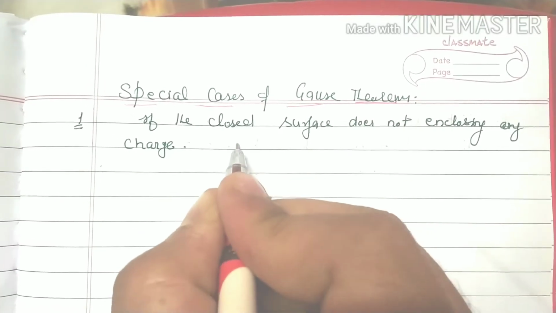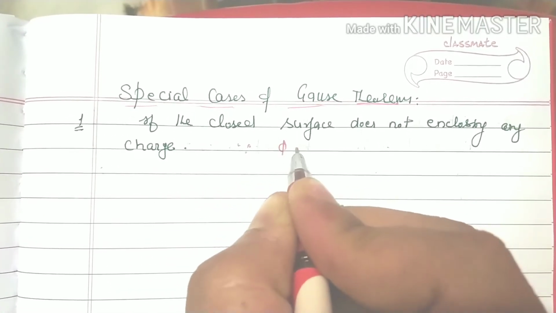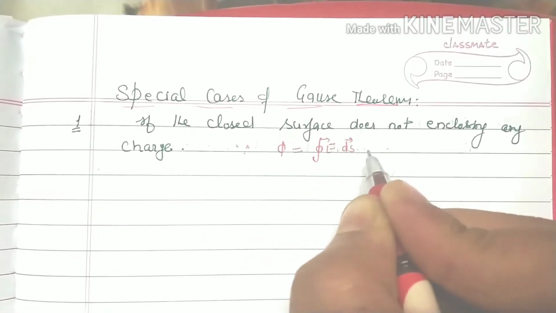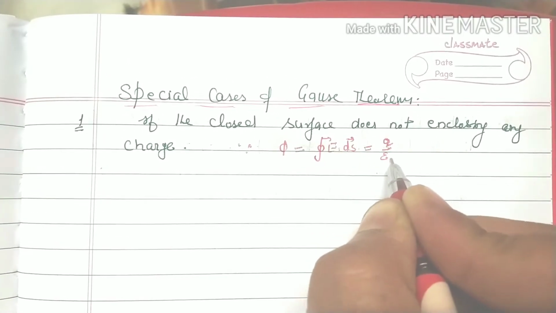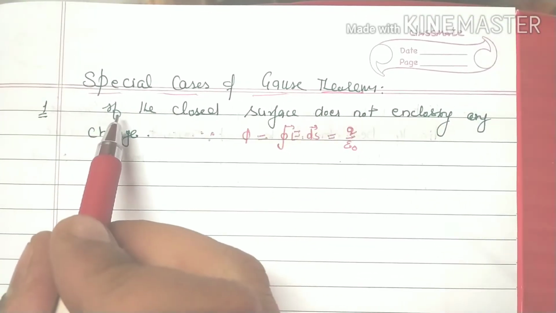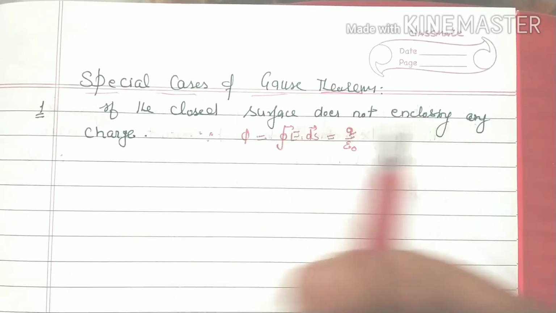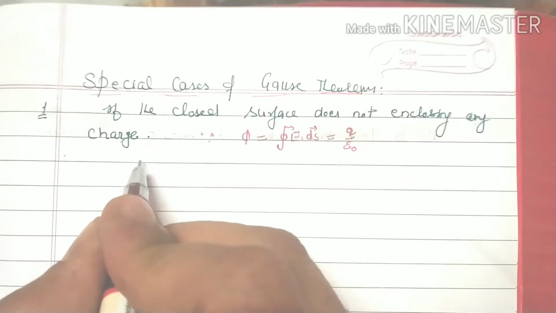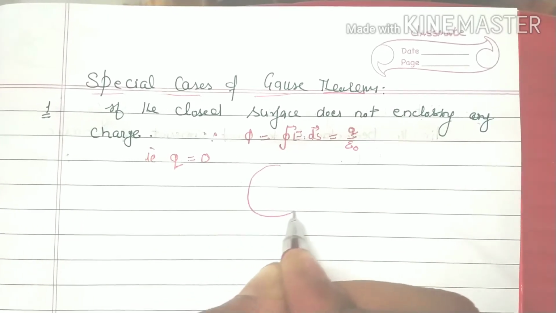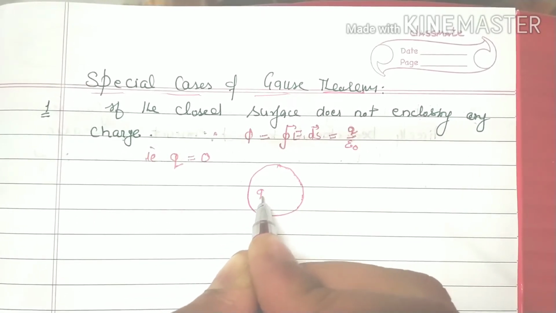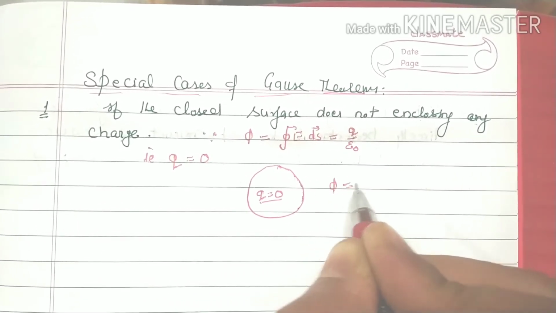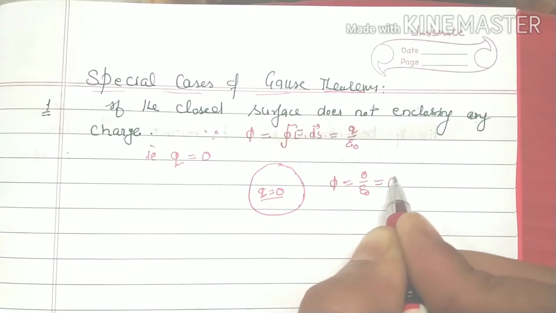We know that Gauss theorem says phi, the surface integral of electric field, is equal to net charge enclosed over epsilon naught. This is the Gauss theorem. Now the first case is if the closed surface does not enclose any charge, that is, Q is equal to 0. Suppose we have this closed surface and it does not enclose any charge, Q is equal to 0. Then electric flux is equal to 0 upon epsilon naught, that is equal to 0.